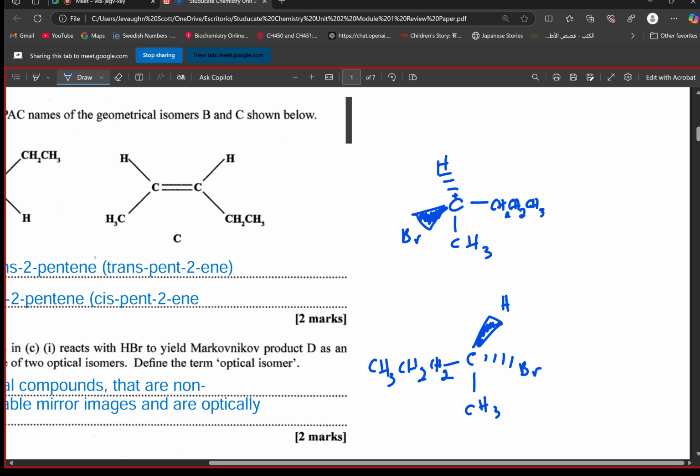What's the name of this compound? This is 2-bromo what? 2-bromopentane. Okay, go ahead. Alrighty, so we have 2-bromopentane and this is fine. These are the two isomers of 2-bromopentane. And the chiral carbon, which would be which carbon? The one in the center, right? So this is the chiral carbon bearing four different substituent groups.